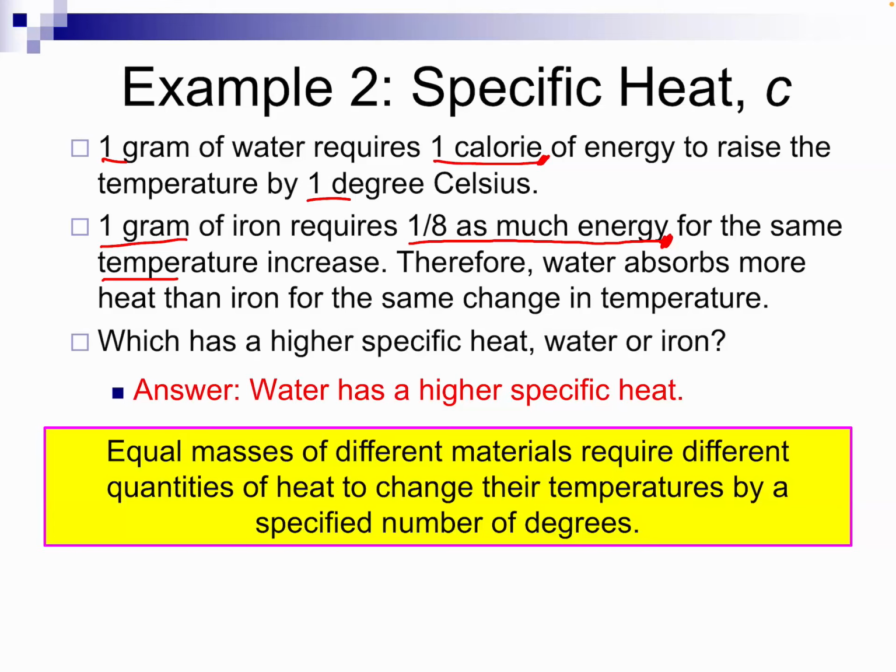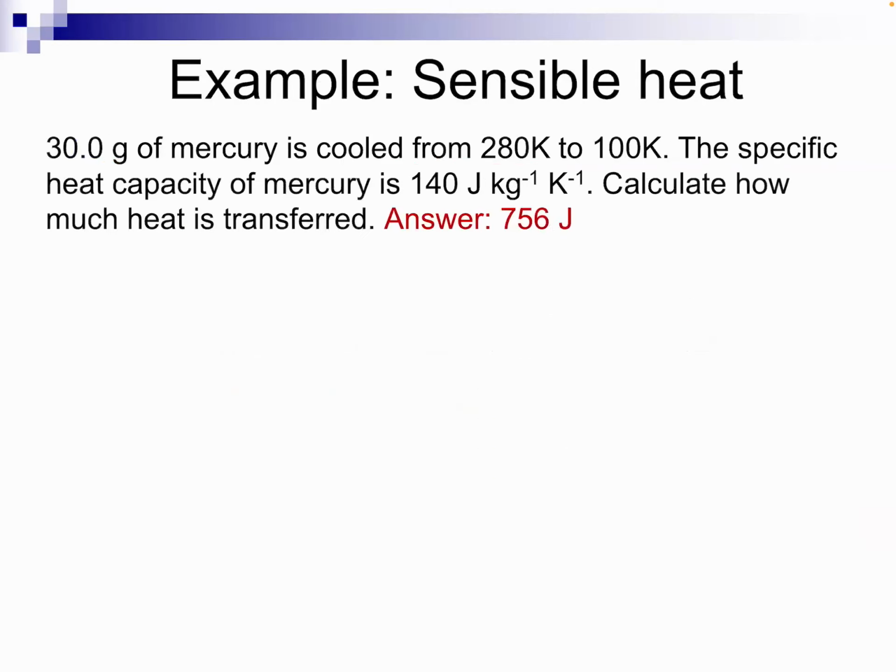Good. All right, any questions so far about the concepts? I think we're okay. Then let's look at a numerical example. Looking at sensible heat. Again, sensible heat is the heat associated to change in temperature, because change in temperature is what we can sense. Here, 30 grams of mercury is cooled from 280 kelvins to 100 kelvins. We want to calculate how much heat is transferred given the specific heat of mercury here.